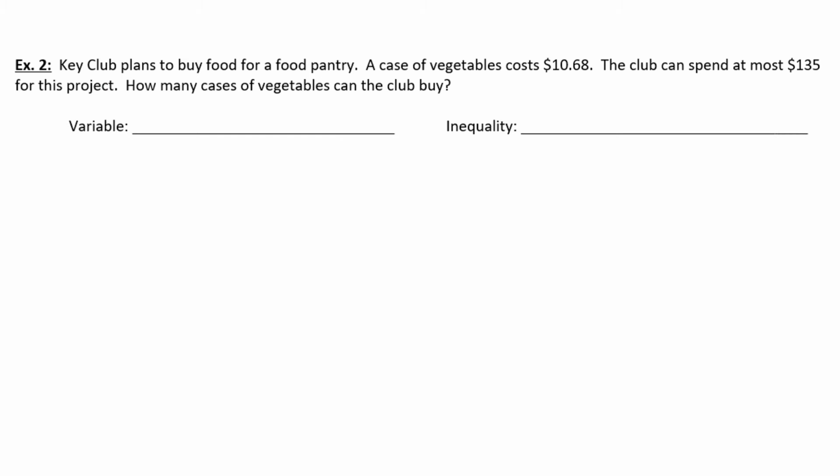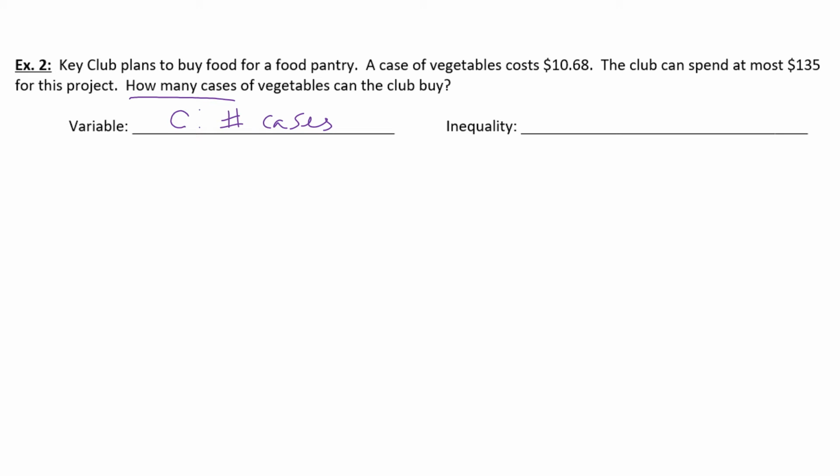All right, going on to example number 2. The Key Club plans to buy food for a food pantry. A case of vegetables costs $10.68. The club can spend at most $135 for this project. How many cases of vegetables can the club buy? All right, so here's my question. How many cases of vegetables? Okay, so I'm going to use the variable C this time and say that that stands for number of cases.